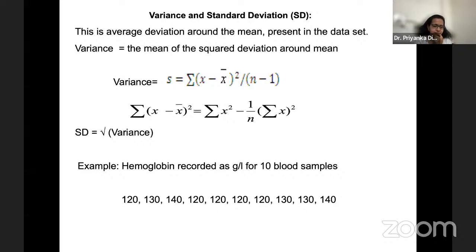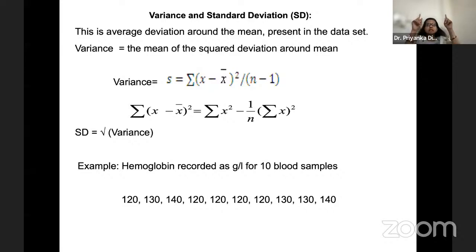No question. Why is variance preferred over mean deviation? Because mathematically, if you compare the properties of the modulus versus the square term, it was found that the mathematical property of the square is better than the modulus. That's why we prefer variance and standard deviation over the mean deviation.